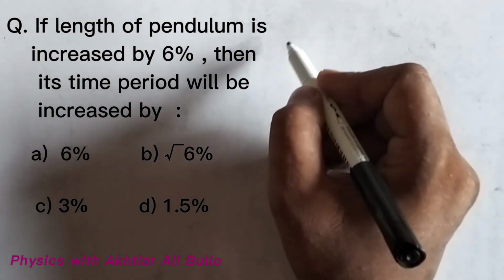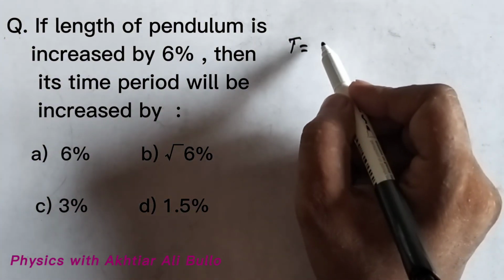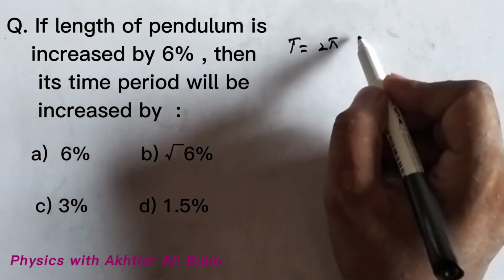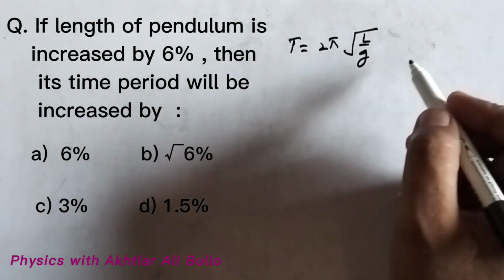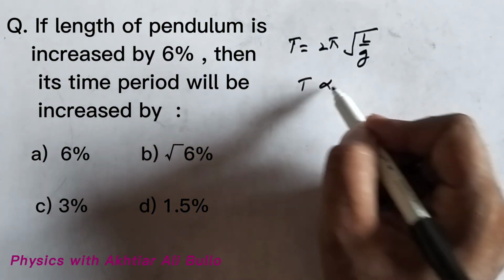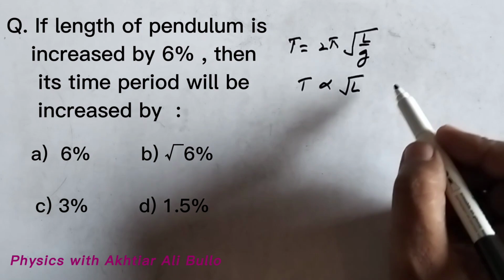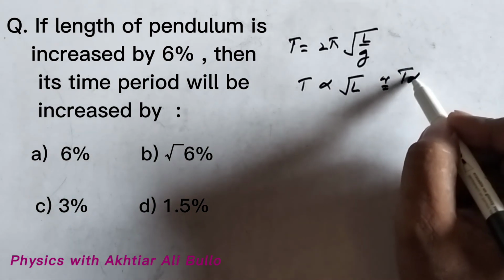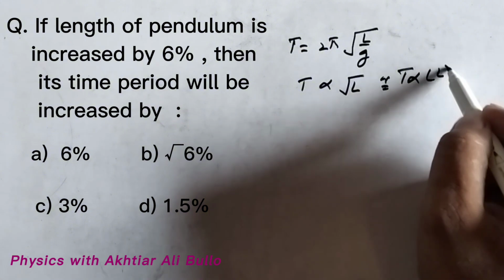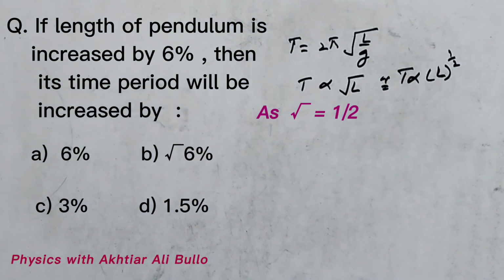The time period of a pendulum is calculated using the formula T equals 2 pi under root L upon g. So the time period is directly proportional to the under root of length, or we can also write it as time period is directly proportional to L to the power 1 upon 2.